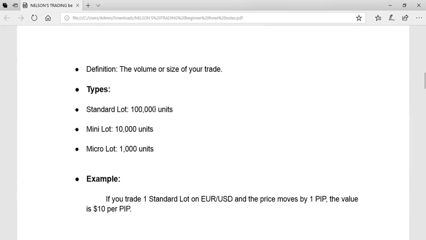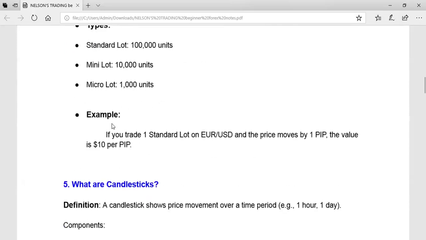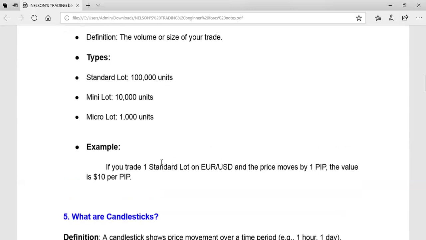For example, the standard lot, we have the mini lot, and then the micro lot. When we come to this one as an example, if you trade one standard lot on Euro USD and the price moves by 1 pip, the value is 10 US dollars per pip. So, for example, you place your trade, you want to buy a certain currency pair, for example, Euro USD. So, 1 pip, only 1 pip is equal to $10. So, you will get a profit of $10 in every 1 pip.